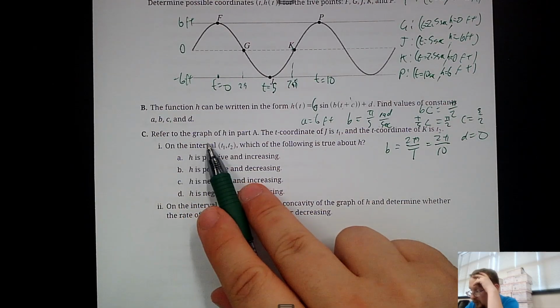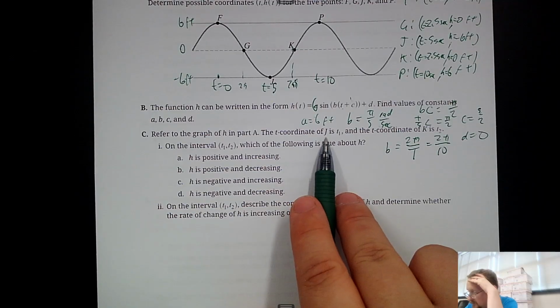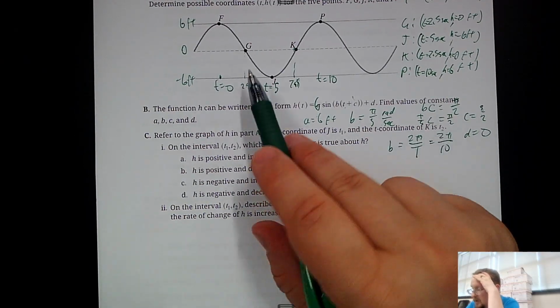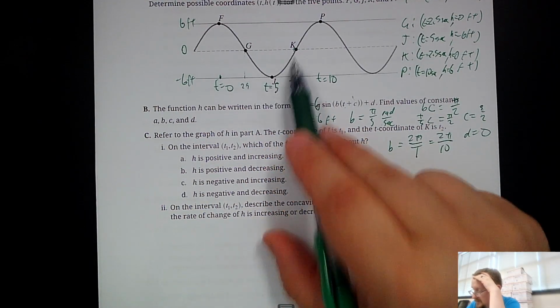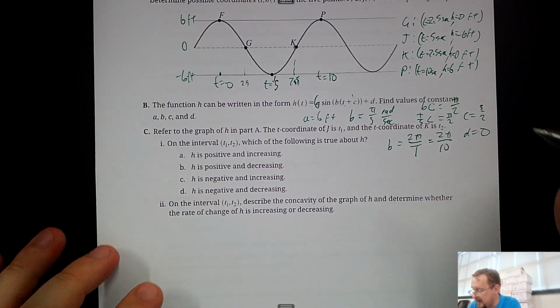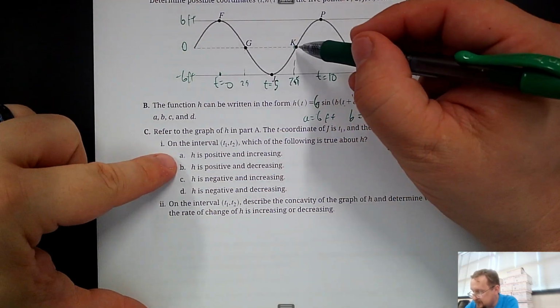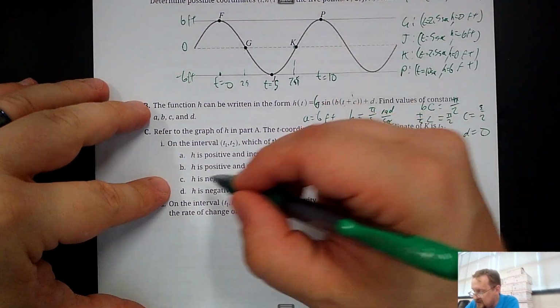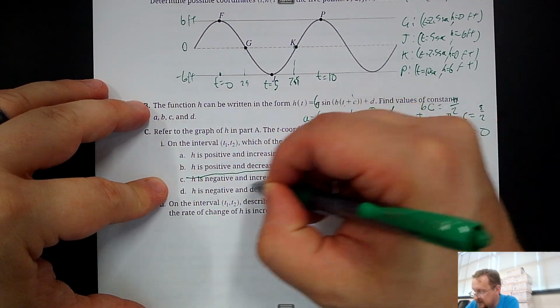All right, refer to the graph of h in part A. The t-coordinate of J is T1 and the t-coordinate of K is T2. On the interval from T1 to T2, which of the following is true about h? h is increasing, but h is negative. h is negative, and h is increasing.